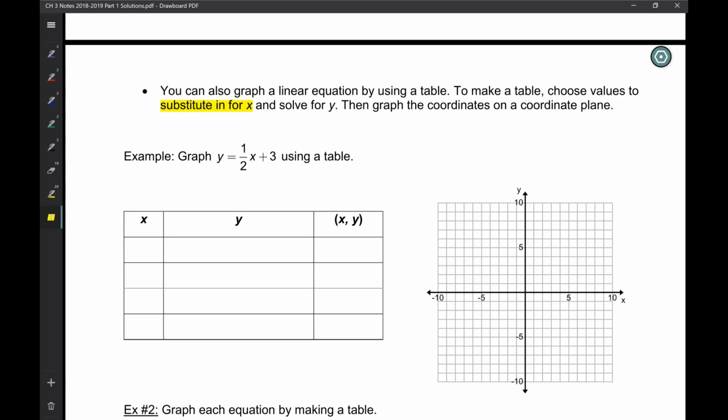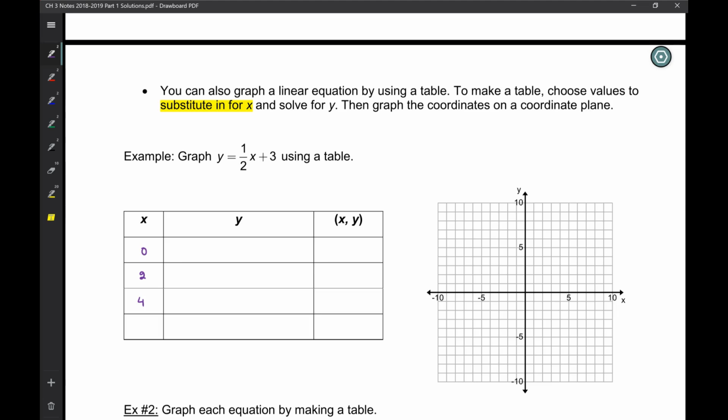Here, I have to choose any values that I want for x. I could choose 153. I could choose negative 274. I could choose 7. I could choose 2. So any number. I like to choose numbers that are easier to work with. 0 is always a very good number. And then, so let's do 2. Let's do 4.